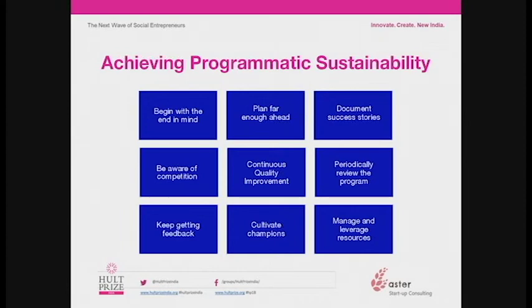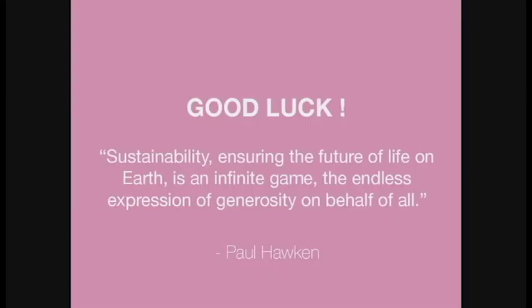Of course, the key is managing and leveraging resources. Programs are all about resources and how you deploy them. Remember to keep managing them well. That is both the costs, the people, and also the physical resources that you need to make your program successful.